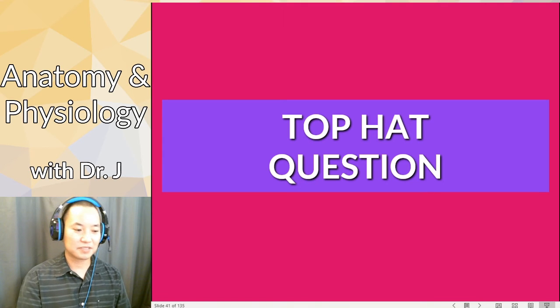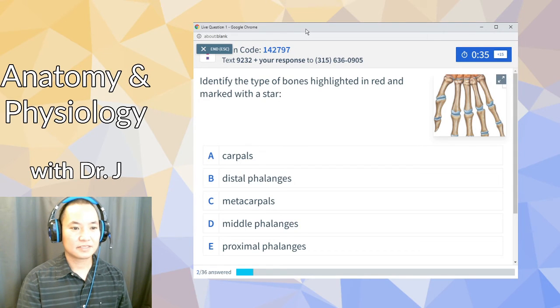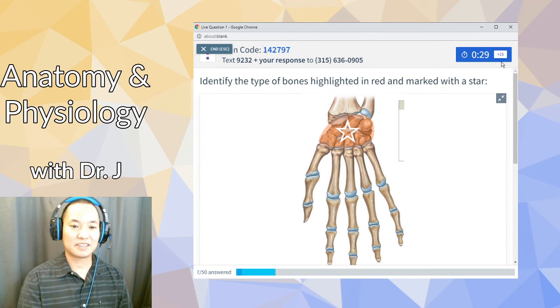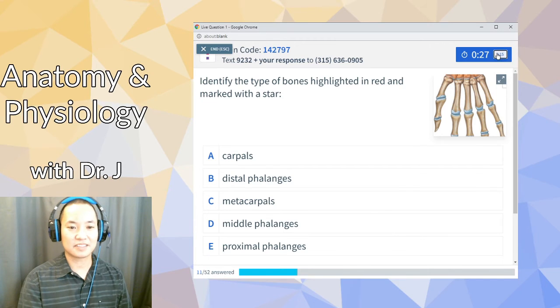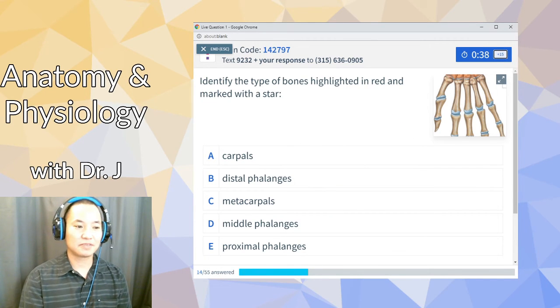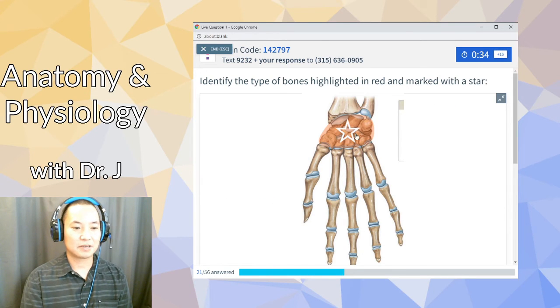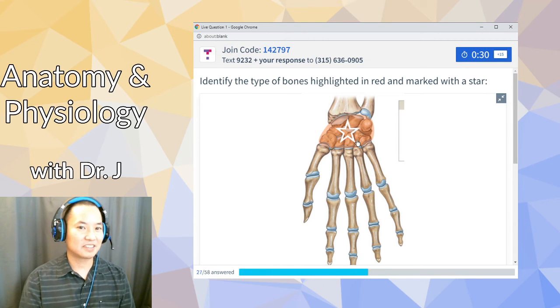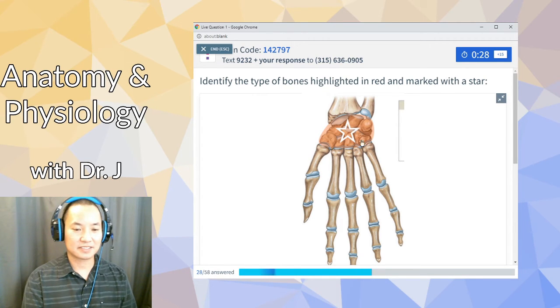Now let's do a little review. Okay, so again, if you can't see this part right here, you can click the picture and it'll zoom in on it, and then you can click it again to close it. It also works on your exams as well. So a little review. Identify the type of bones that are highlighted in red here and marked with the star. So we're talking about the bone group in general.